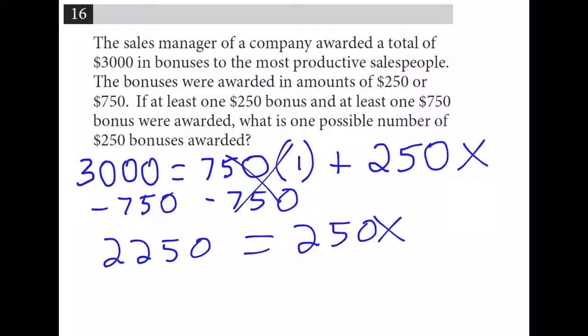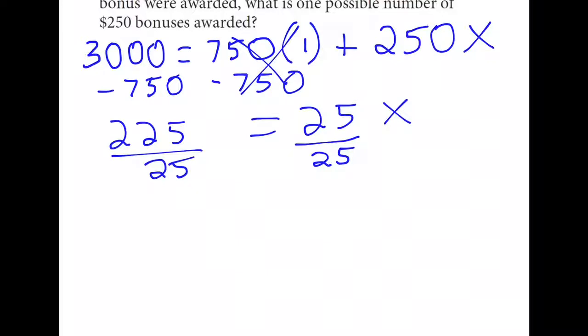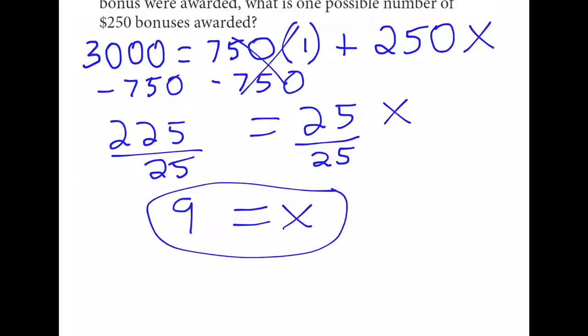Before we divide by 250, if we wanted to make our lives a little easier, we could take a 0 away from both. It does not change the problem because we're simply dividing by 10. And if we divide by 25 on both sides, we see that 25 does go evenly into 225. In fact, it goes in 9 times. And if you wrote 9, that's one of the correct answers.